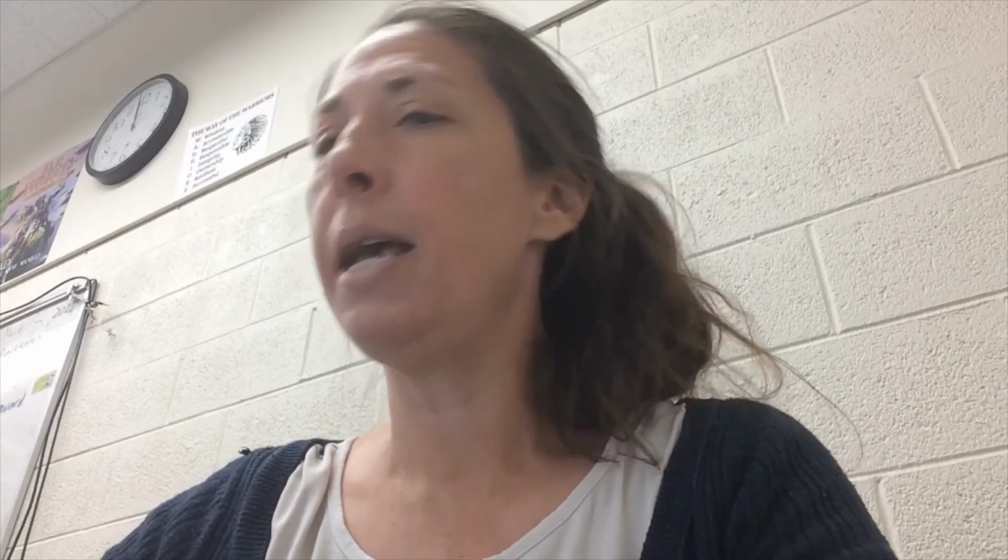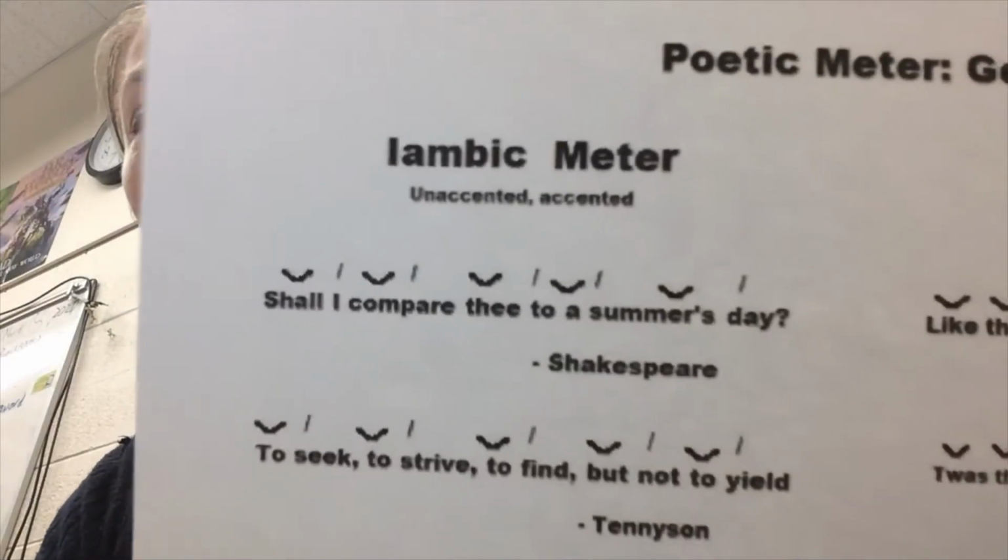Okay, so Robert Frost was also a poet who wrote modernist poetry. He often wrote in iambic meter, which is where there is a soft syllable followed by a hard syllable. So this is an example, this is iambic meter.